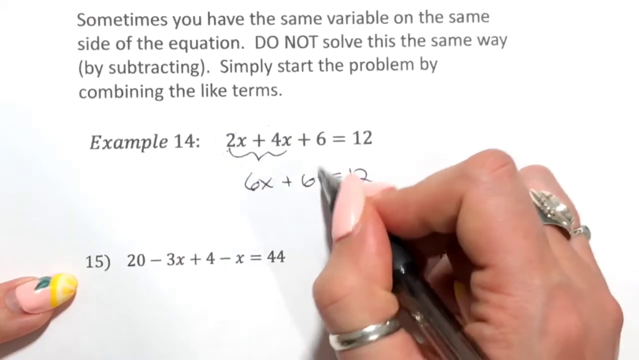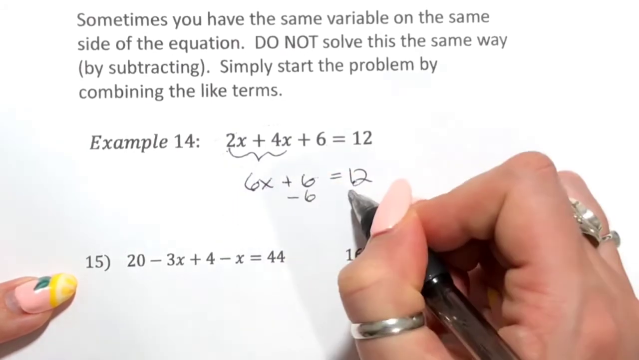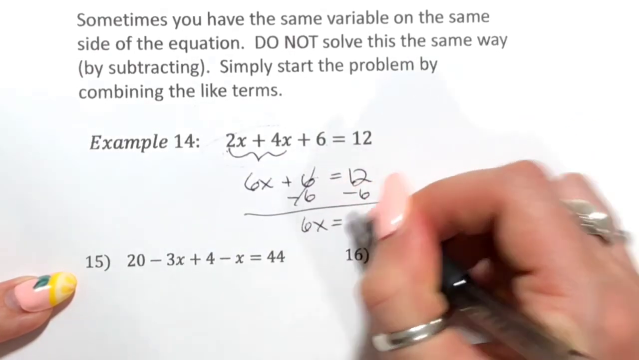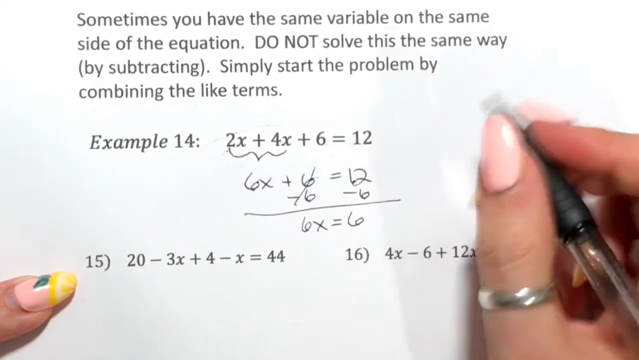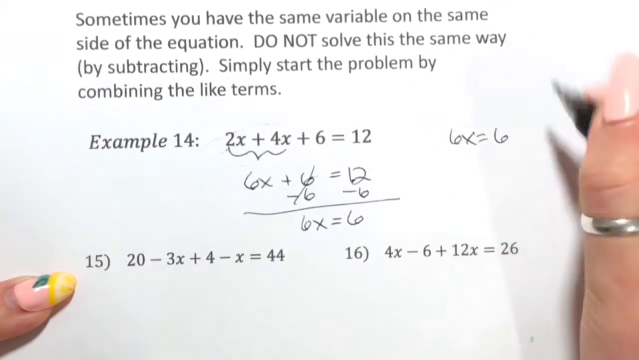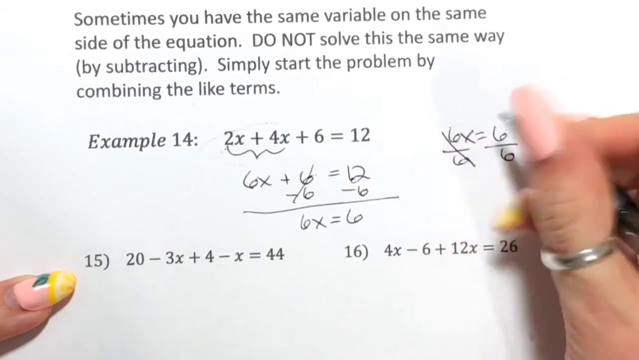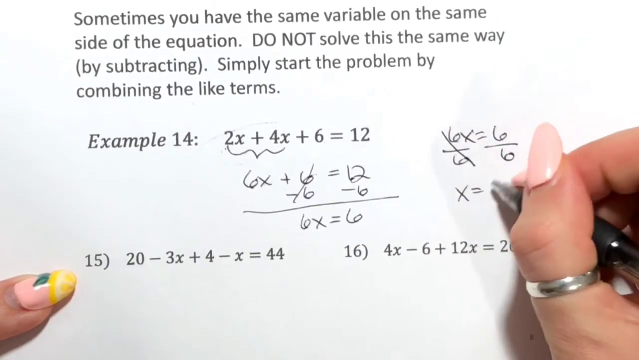So first we can get rid of the plus 6 by subtracting 6. So those cancel and we get 6x is equal to 6. Let me write it over here. So then to get the 6 gone, we're going to divide. We get x is equal to 6 divided by 6, which is 1.